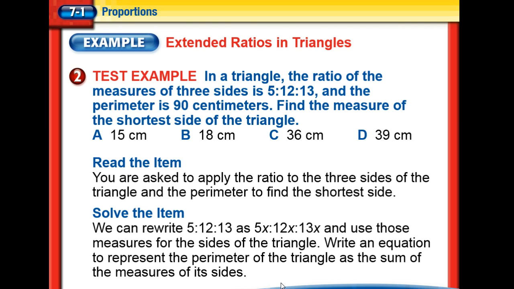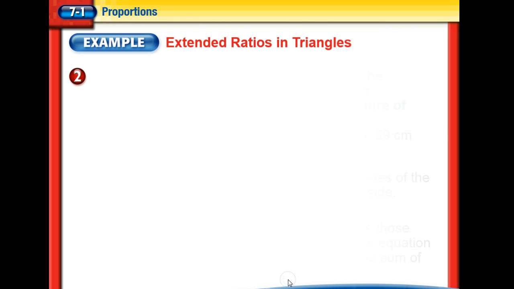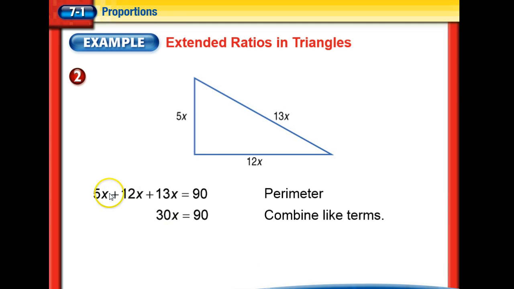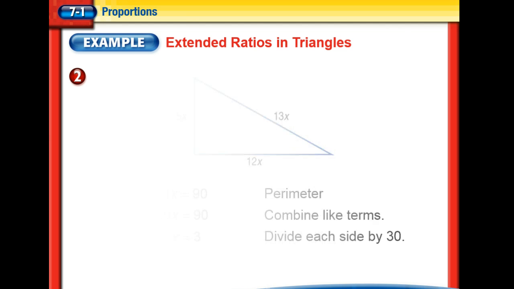We can rewrite 5, 12, 13 as 5x to 12x to 13x and use those measures for the sides of the triangle, because this x is the common ratio between all three. We need to write an equation to represent the perimeter of the triangle as the sum of all three sides added together. So here's the example of our triangle. We know that 5x plus 12x plus 13x equals 90 because it's the perimeter all the way around the outside, and they gave us the 90 in the story problem. So we combine like terms here. 5 plus 12 is 17, plus 13 gives us 30. Divide each side by 30 and you get that x equals 3.